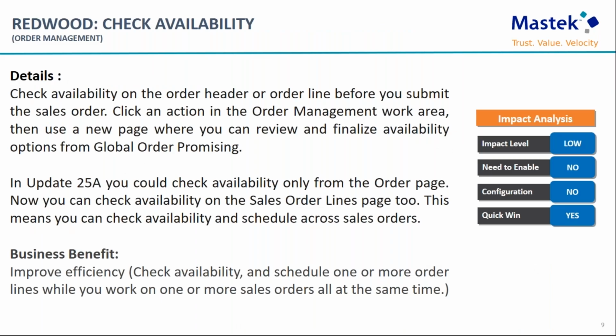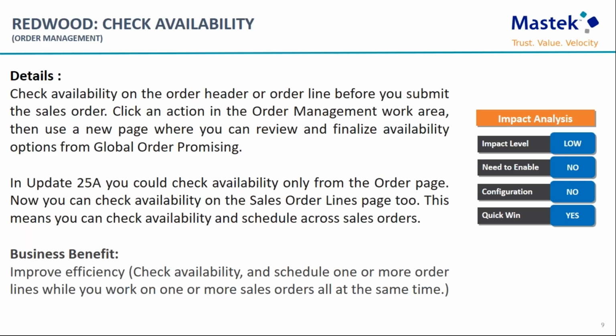The next feature is check availability, which is also a Redwood feature. This feature allows us to check availability on the order header or order line before we submit the sales order. In the earlier update, which is 25A, we could only check availability from the order page. But now we can check availability from the sales order page also.